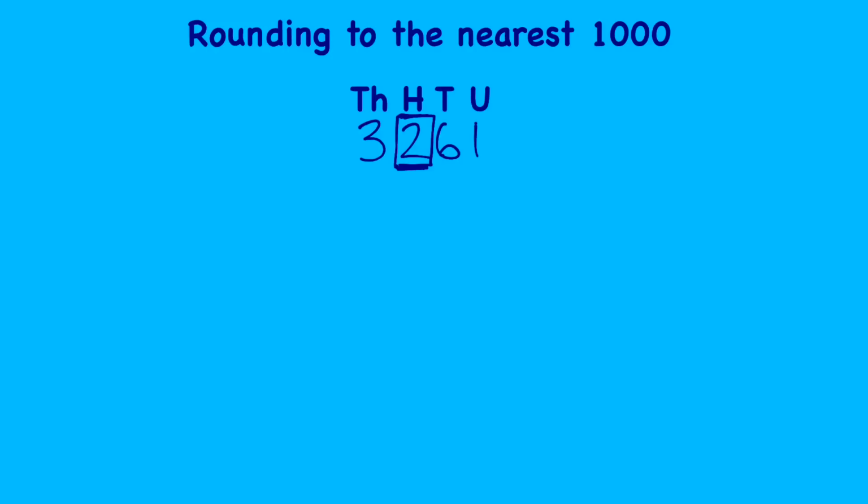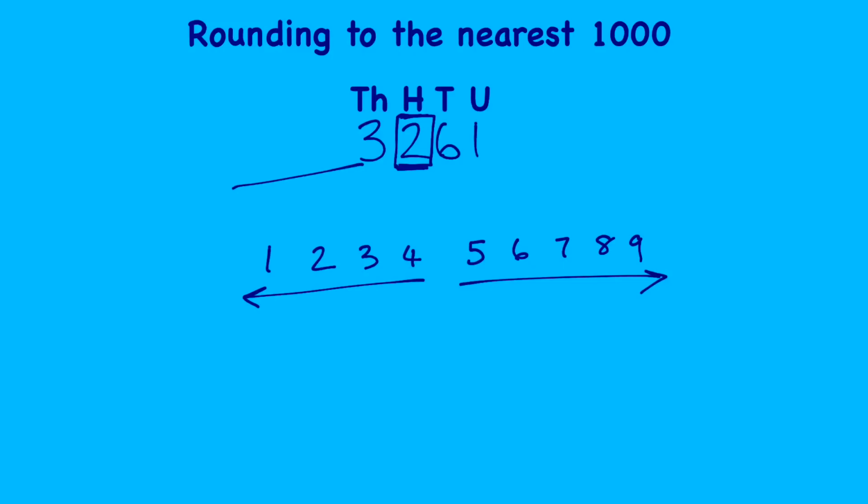Now we know from previously that if we had a 1, a 2, a 3 or a 4, we keep with whatever we're looking at, and if we have a 5, a 6, a 7, an 8 or a 9, we round up. So with a 2, we know that we're going to stay with what we have, so that means that the nearest 1000 to 3,261 is going to be 3,000 because it's closer than 4,000. So 3,261 rounded to the nearest 1,000 is 3,000. So remember, whatever you're rounding to, look to the next digit.